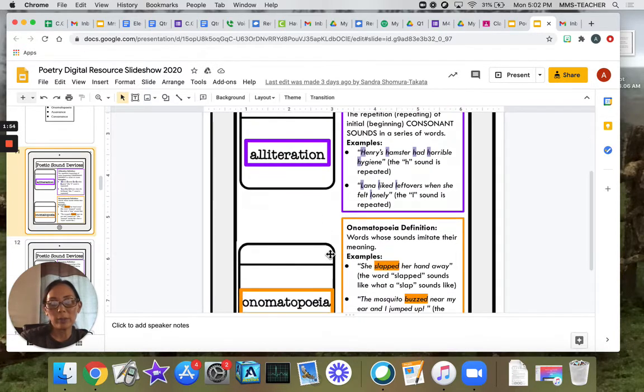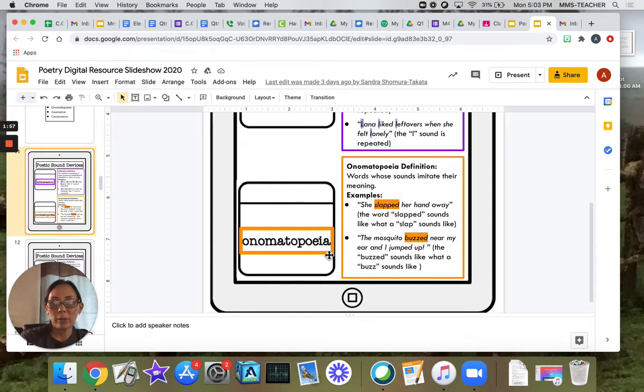Okay, now for onomatopoeia, this is another poetic sound device. Onomatopoeia's definition is words whose sounds imitate their meaning. For example, she slapped her hand away. The word slapped sounds like what a slap sounds like. So slapped is an example of an onomatopoeia. Another example, the mosquito buzzed near my ear and I jumped up. The word buzzed sounds like what a buzz sounds like. Isn't that cool?